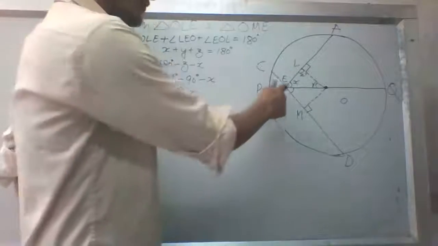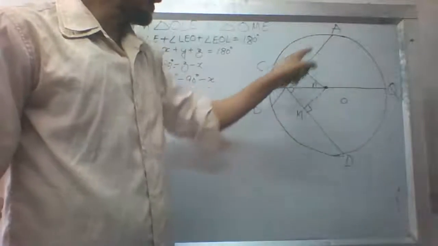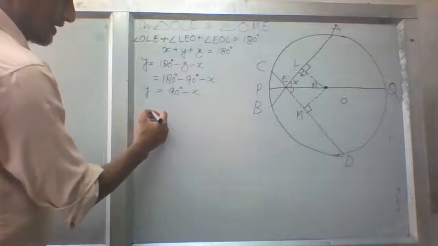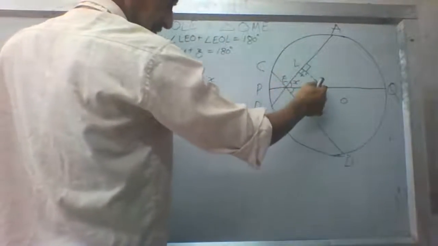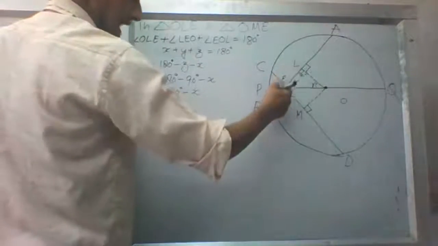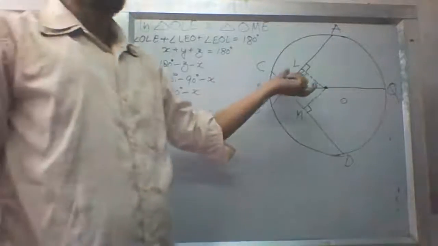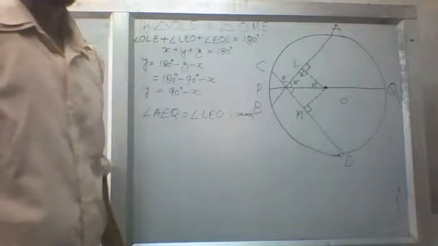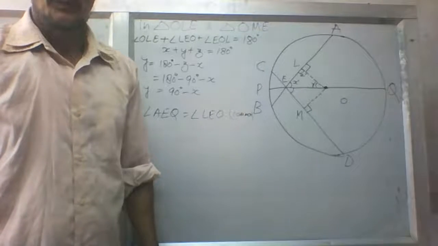Got it? This X is not only for LEO but also for AEQ. You can better write it like this: angle AEQ is equal to angle LEO. They both are same because they are common. You can write it here, common. Got it?